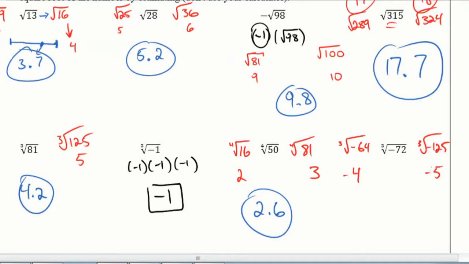What are we closer to? Well, we're about 8 away from the 64. So we're really close to the 4. I'd probably go with maybe 4.1 or 4.2 as an approximation, just making sure to put in the negative there.